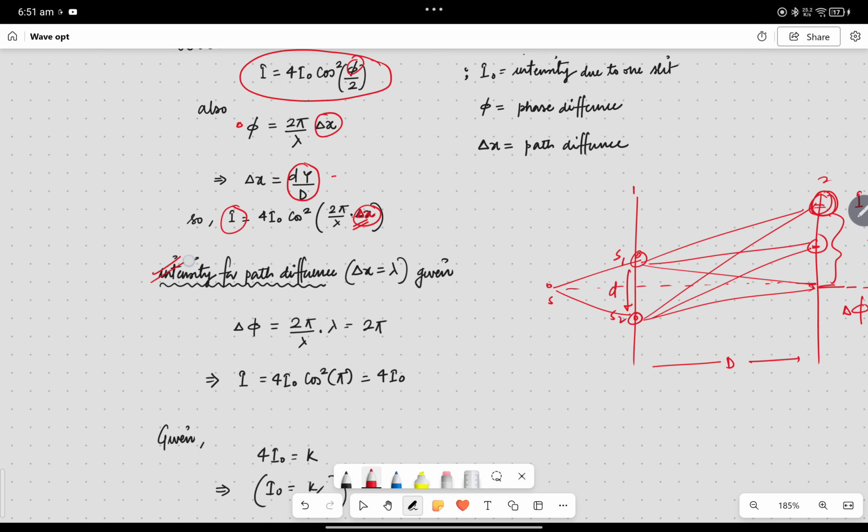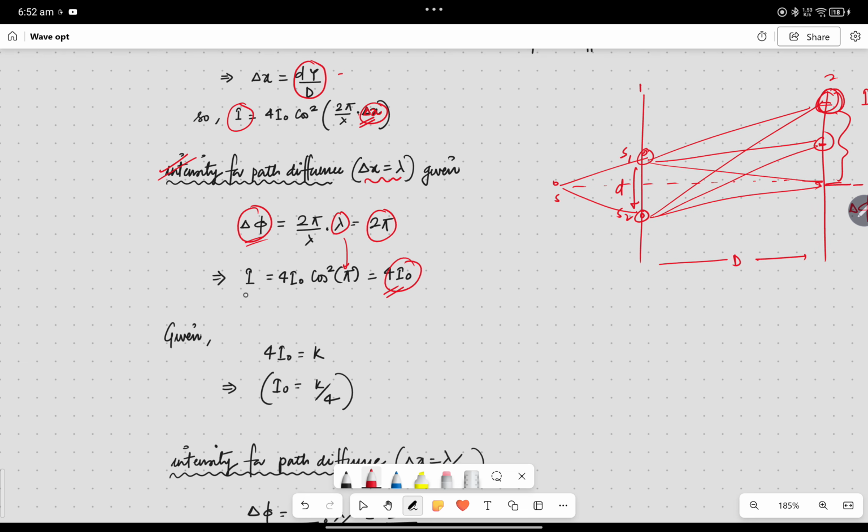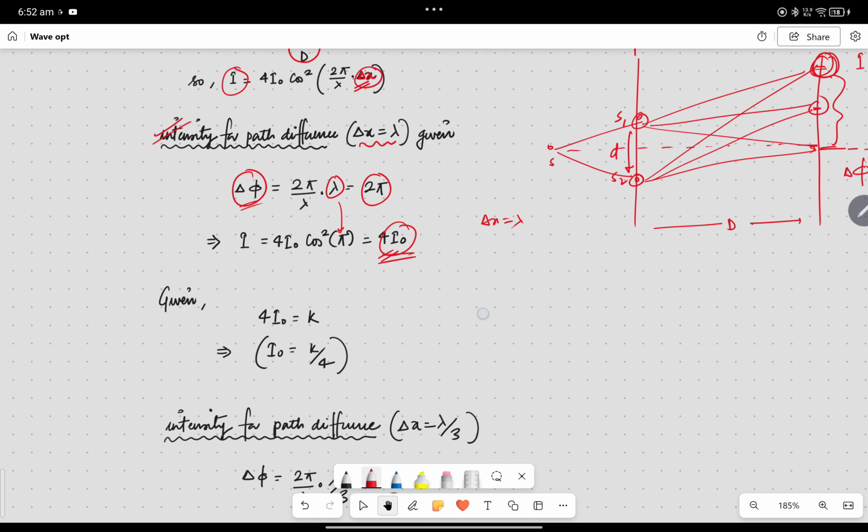Now the intensity for path difference delta x equal to lambda, which is given. So what is the intensity for that? Phi is equal to 2 pi by lambda into delta x, that is lambda, so phi, the phase difference, is 2 pi. Then I = 4 I naught cos square pi, which is 4 I naught. We put the value for phi by 2 and got pi. So the intensity for delta x equal to lambda is 4 I naught, right?